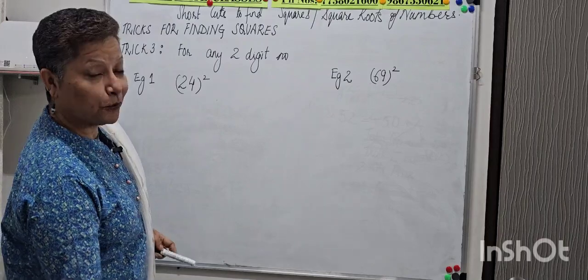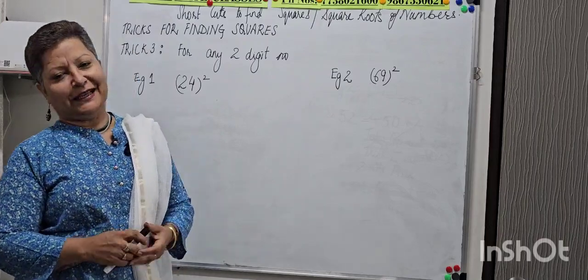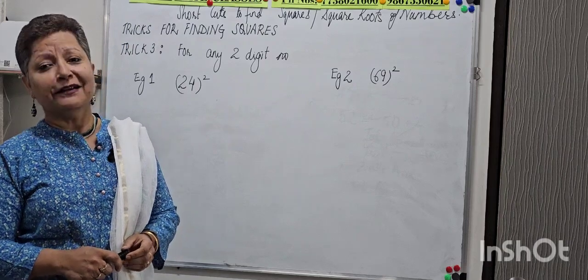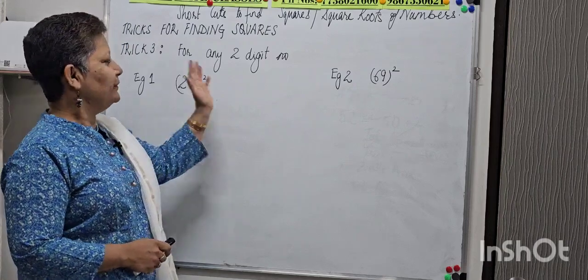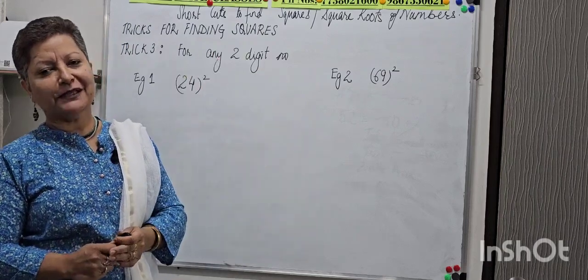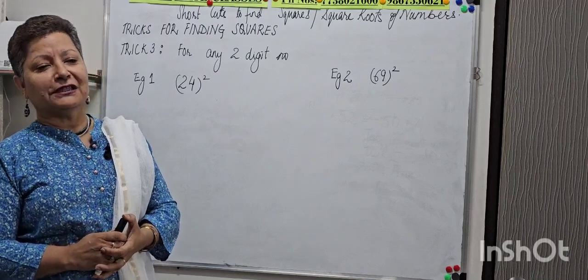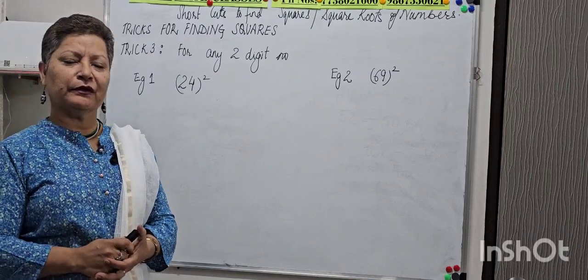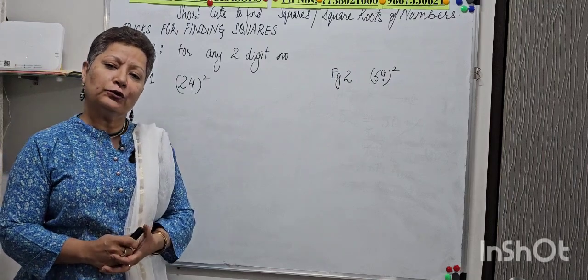So the first trick was for numbers which ended in 5. The second trick was for numbers which are close to 50. Now the third trick is for any 2-digit number. Let's see how this works. This is quite similar to what we learned in the multiplication when we were talking about multiplying two 2-digit numbers.